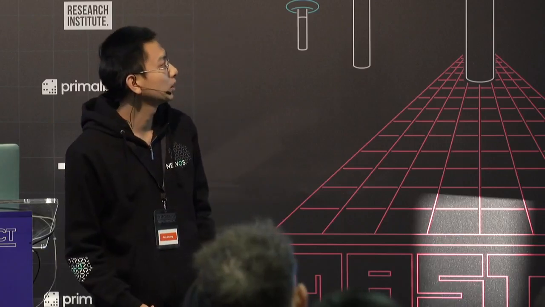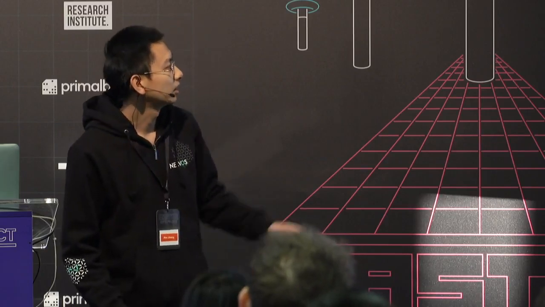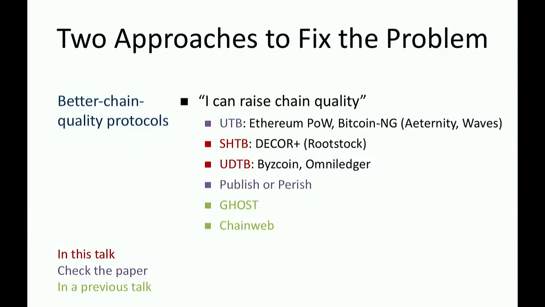There are two approaches to fix the security problems of Nakamoto consensus. The first one, we call them better chain quality protocols. These protocols claim that they can raise chain quality. This category includes the following protocols.